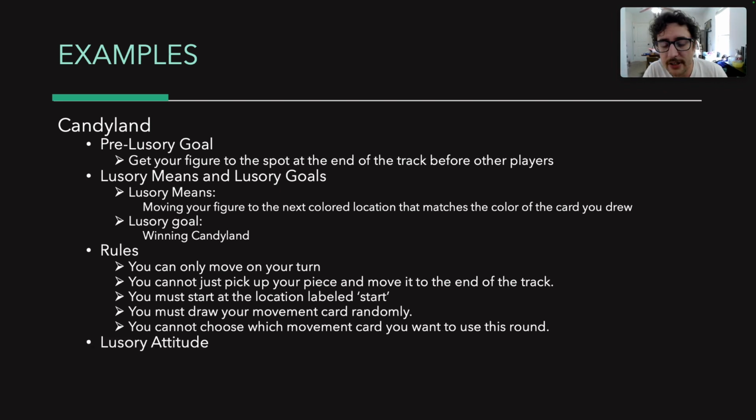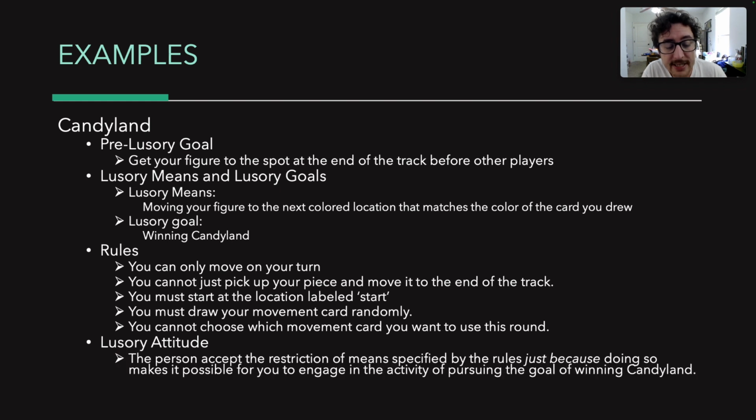The illusory attitude. Yet again, the person accepts the restrictions of means specified by the rules just because doing so makes it possible for them to engage in this activity of pursuing the goal of winning Candyland. Now, in this case, look, Candyland is not a particularly fun or enjoyable game. I don't think it's a particularly good game, but it does seem to meet this definition given by Suits.